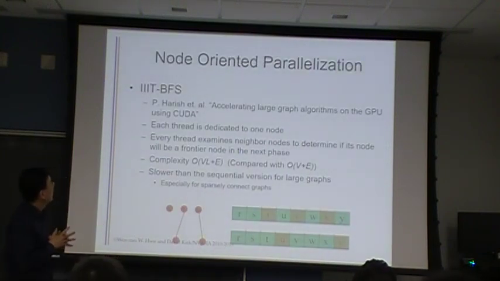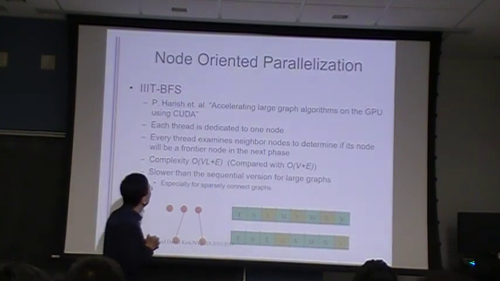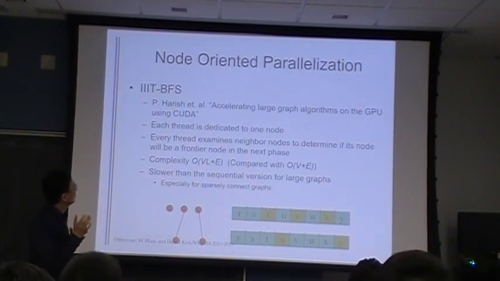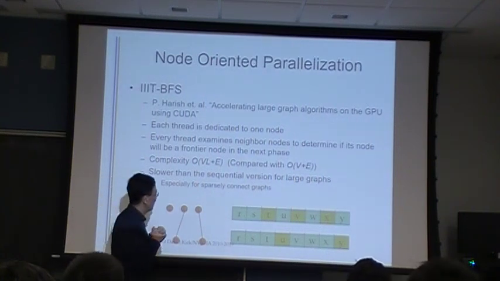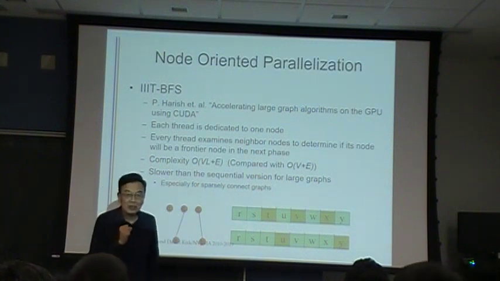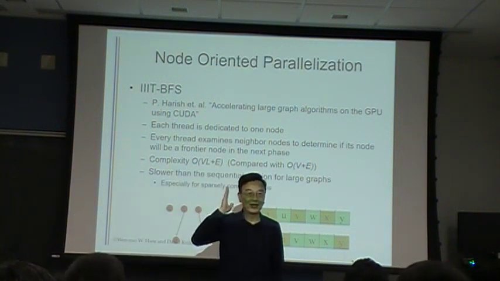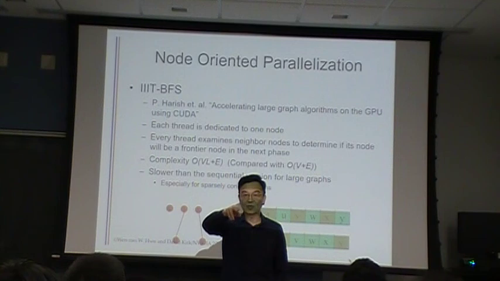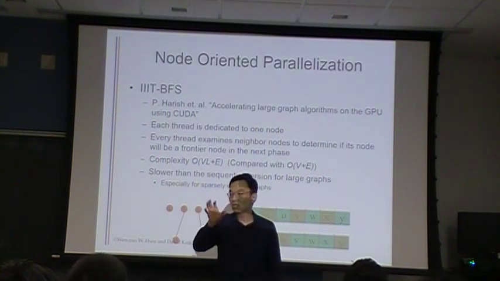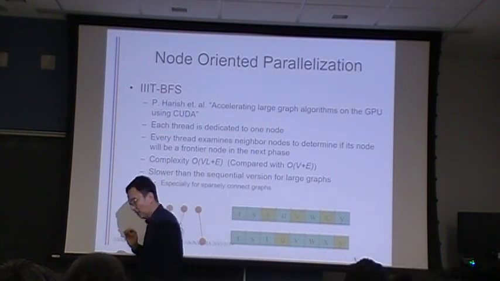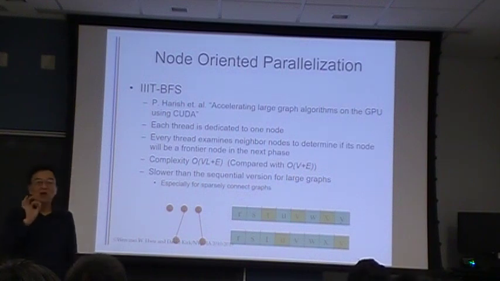Here's an IIIT breadth first search algorithm, from the paper on accelerating large graph algorithms on the GPU using CUDA. Each thread is dedicated to one node. In every iteration, the thread wakes up and checks if there's anything that needs to be done for that node. It looks at all the edges for that node and determines whether there's something that needs to be done. So the number of threads is fixed at the number of nodes.